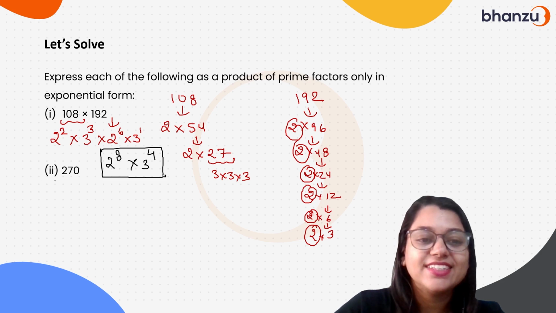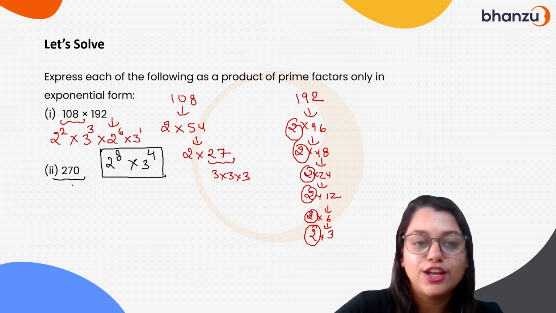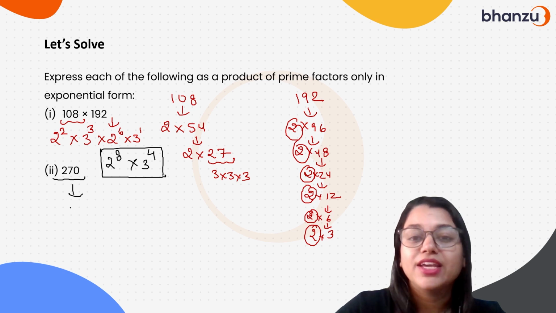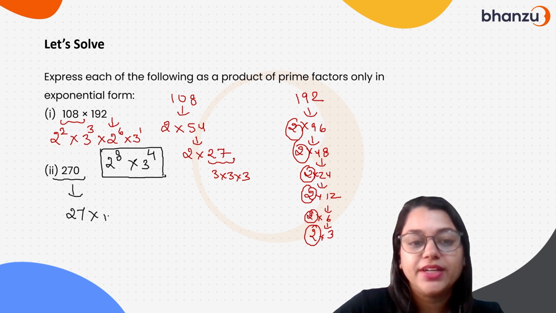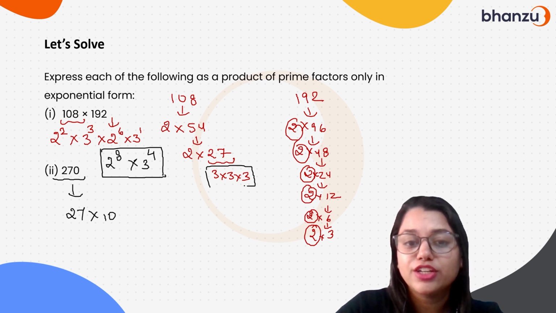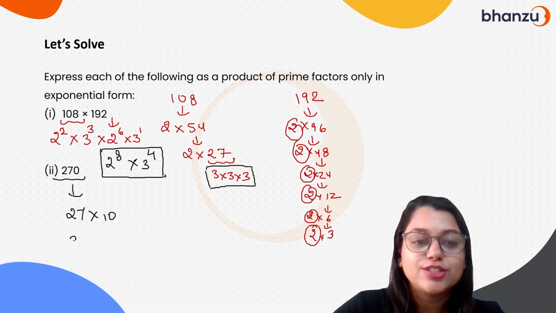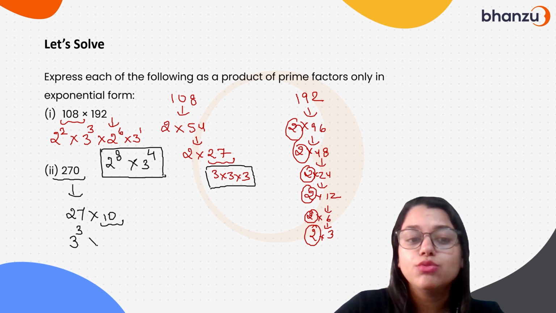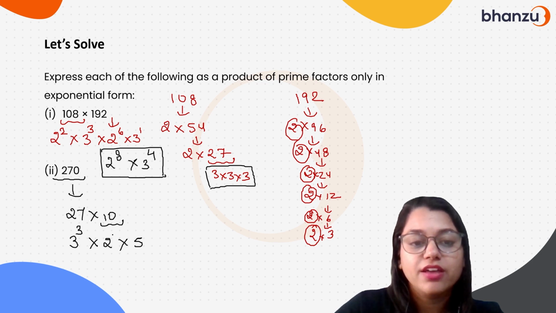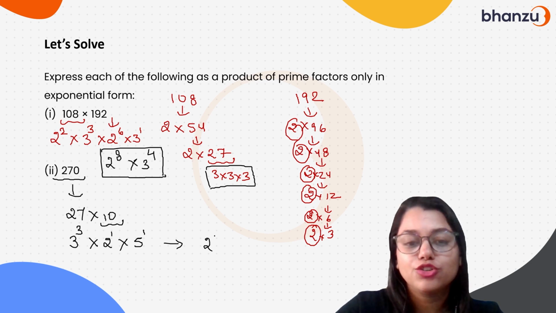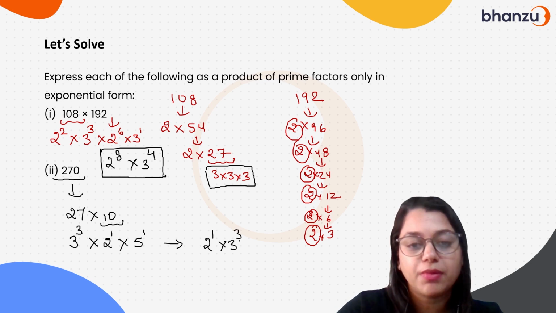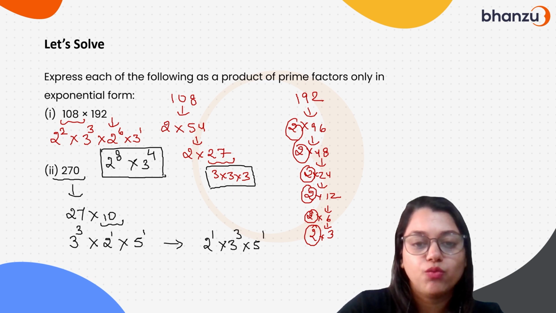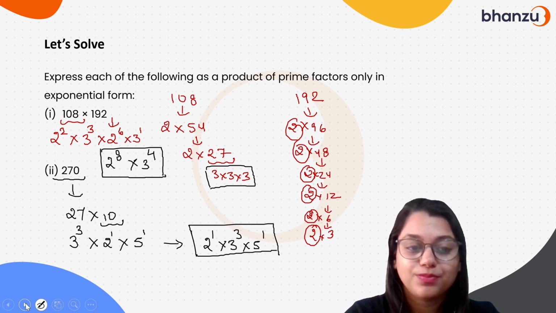Alright. Let us see the second part of it, 270. So students, we can break this number as 27 into 10, right? 27 is nothing but 3 cube. Now we saw that 3 into 3 into 3 is 27, so I can write it as the cube of 3. Now 10 we will break as 2 into 5. So this is how we will write this. It means we can arrange it further: 2 raised to the power 1 into 3 raised to the power 3 into 5 raised to the power 1. Let us see the next question now.